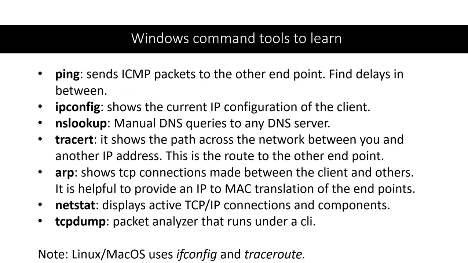Also, these are some of the Windows command tools that you should learn, something you should get used to working with. We have worked a lot with ping, right? Ping is the one that sends ICMP packets to another endpoint, and that's how you can find delay in the systems or see if the system is available. ipconfig, we also tried that before, is the one that shows your current IP configuration for the client. So this is on a Windows command prompt. If you do ipconfig /all, that's when it shows all the information for your DNS and your WINS setup and all that. NSLOOKUP is a great tool.